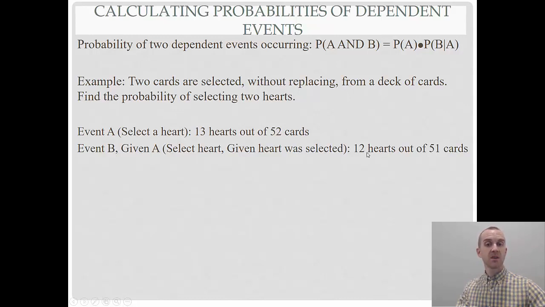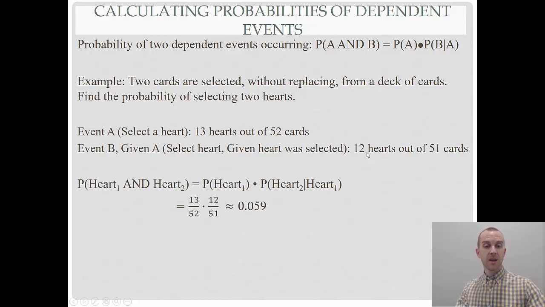So sometimes when I get that second event, it may have removed a piece as well, given that the first occurred. So now when I multiply them, I'm doing 13/52 times 12/51, and you can see it's just a little bit less likely that I'm going to pull two hearts than I was to pull a heart then a spade, because I've already taken into account that I've removed one heart. So that's about 5.9%.